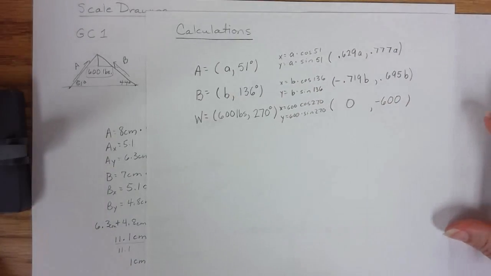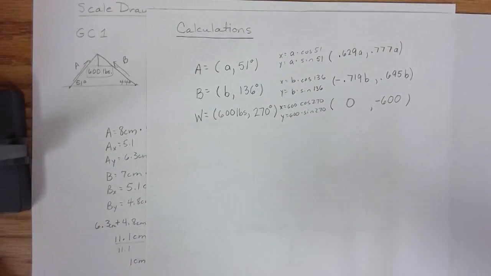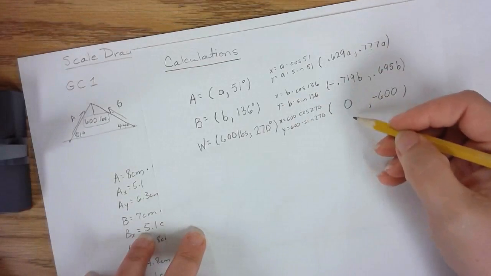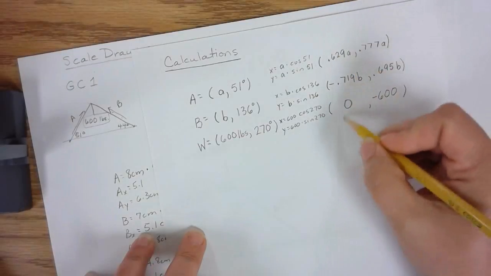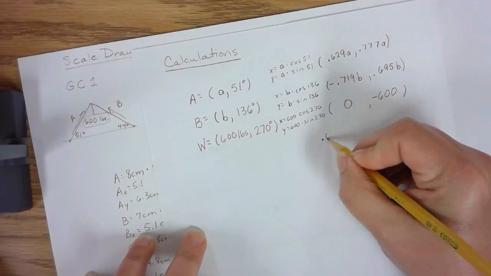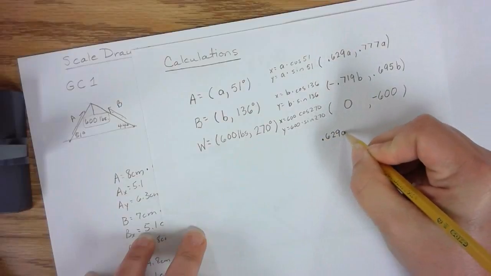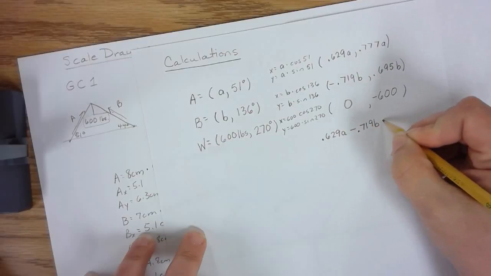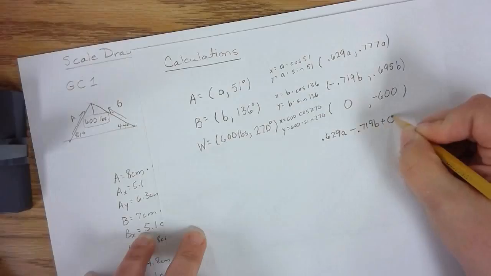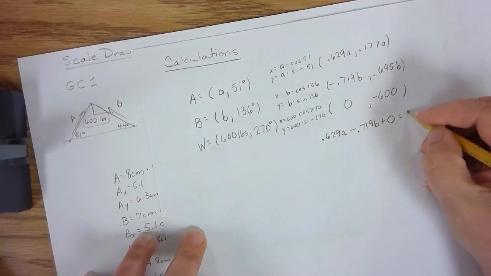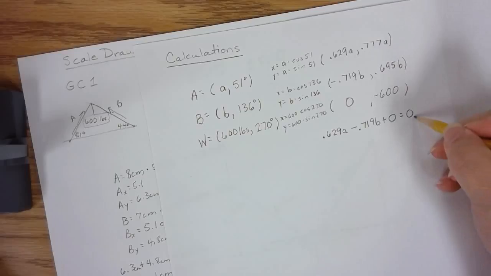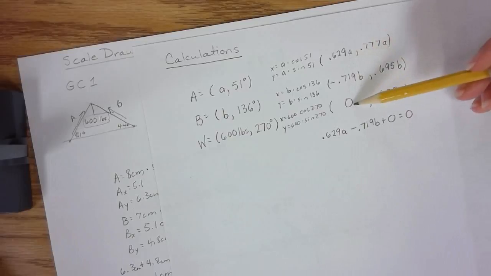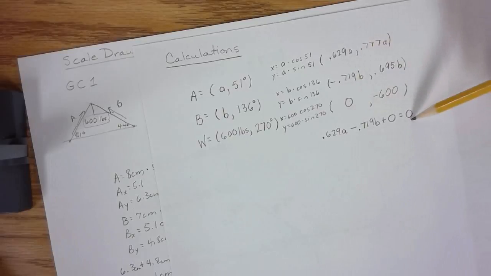Now, hopefully you're familiar with the substitution method for systems of equations, because that's what we're going to have when we combine our x coordinates and our y coordinates. When I combine my x coordinates, I end up with 0.629A minus 0.719B plus 0 equals 0. So why 0 here at the end? Because the sum of the x directions should equal 0.